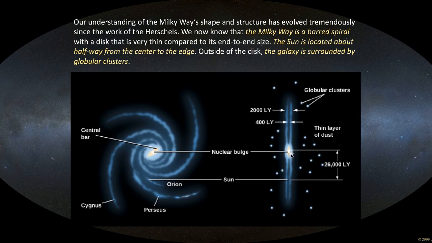So it's showing you in the diagram where the sun is, 26,000 light years from the center. Now remember that I said the whole galaxy is about 100,000. I think I put 100 million. I think it should be 100,000 light years from end to end. I'll have to fix that. It should be 100,000 light years from end to end. And so the sun is about halfway from the center of the galaxy to the edge. That's where the sun is located.